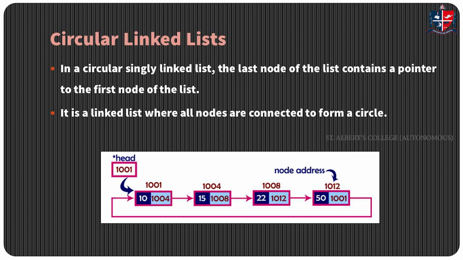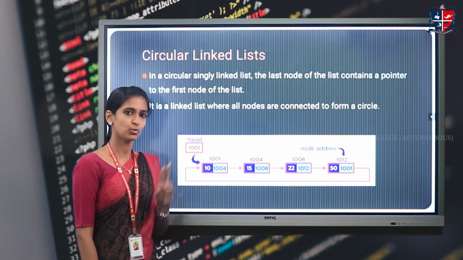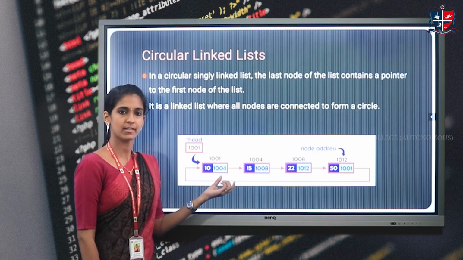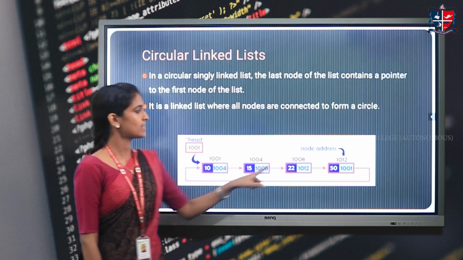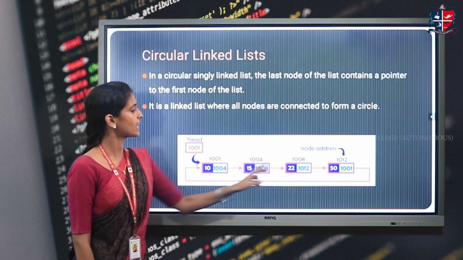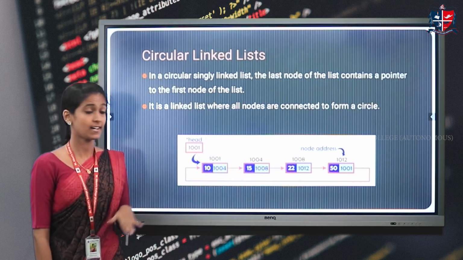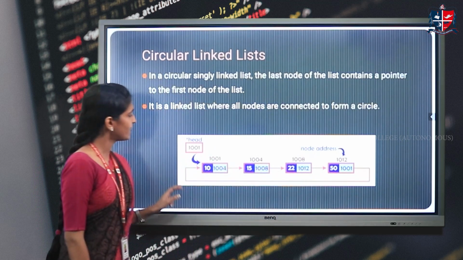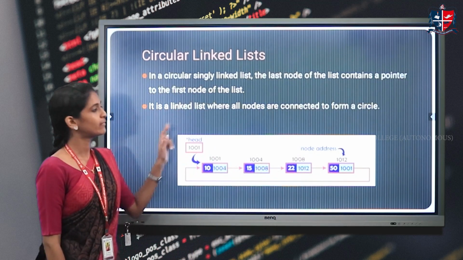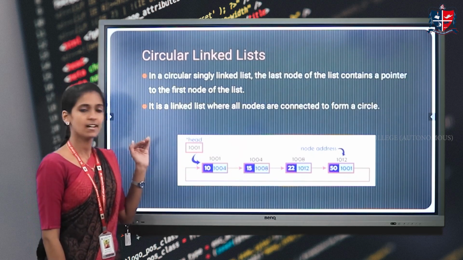What is the difference between a singly linked list and a circular linked list? Each node contains two values, that is the data and the address of the next node. The difference is that in the case of a singly linked list, the last node points to a null value, whereas in the case of a circular linked list, the last node points to the first node, and it forms a circle. That is the main difference between a singly linked list and a circular linked list.